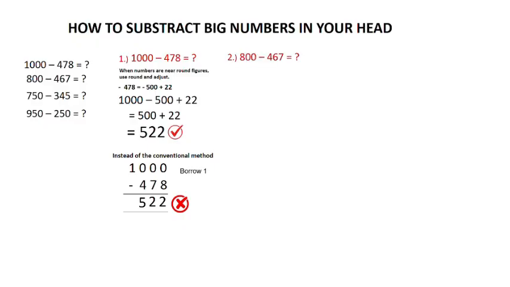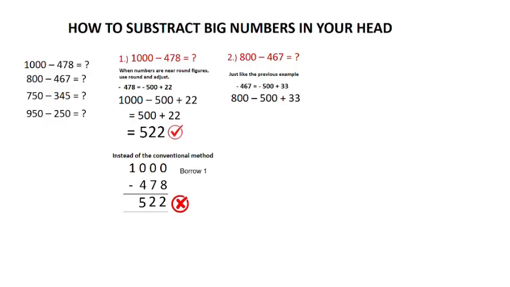Let's look at the second example. 800 minus 467. Just like we did previously, 467 is close to 500. So rewrite it as minus 467 is equivalent to minus 500 plus 33. So replace the minus 467 with minus 500 plus 33.